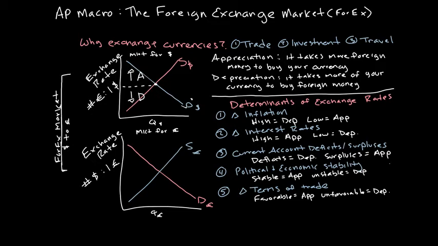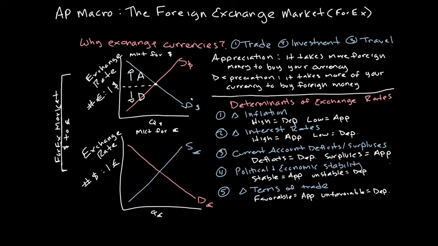The third one is going to be trade, which we're going to call our current account deficits and current account surpluses from the last video. Countries that have large current account deficits see their currencies depreciate relative to their trading partners, and countries with large current account surpluses see their currencies appreciate relative to their trading partners. So basically, exports are good for the value of your currency, and imports are bad for the value of your currency, kind of long story short.